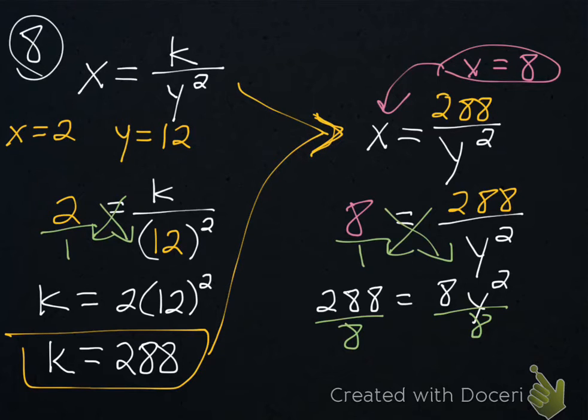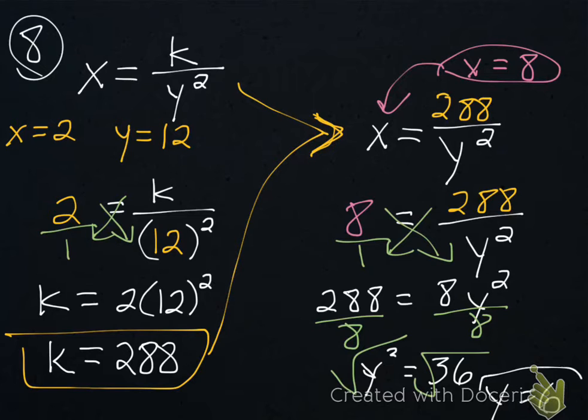And I get y squared equals 36. Now what do we do to get rid of a square? Yeah, we're going to take the square root of both sides, and I get y equals 6. That is my final answer.